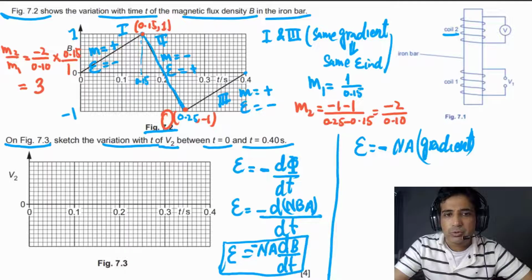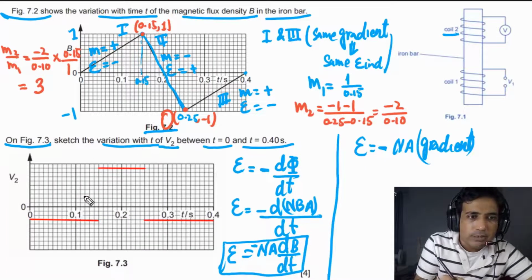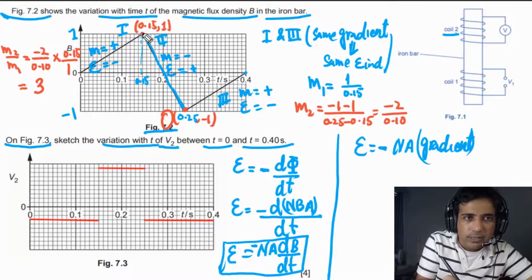Let me show you how you can sketch the graph. So this is how you can sketch the graph. In this graph, you can see this gradient as compared with this one. This is 3 times greater than this. And when the gradient of this line is positive, this EMF has to be negative. We have already discussed this. And when the gradient of the second part is negative, the EMF has to be positive, and this EMF has to be 3 times this one. So this is how you can see here.